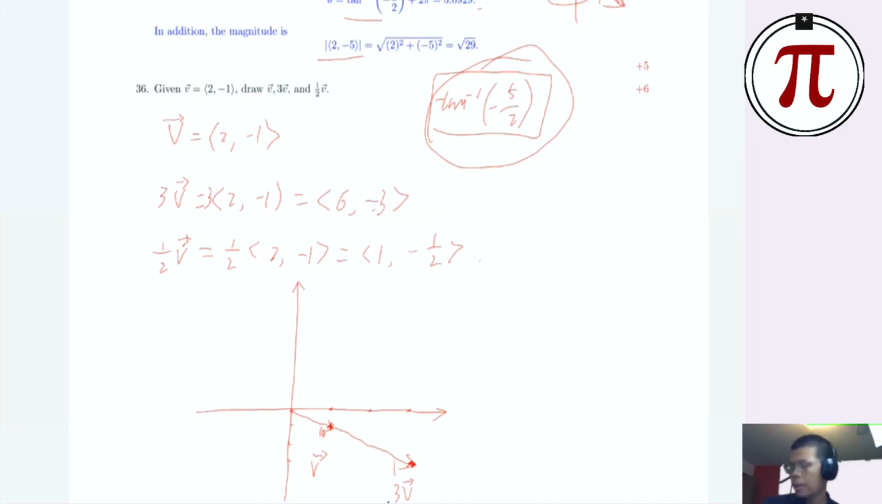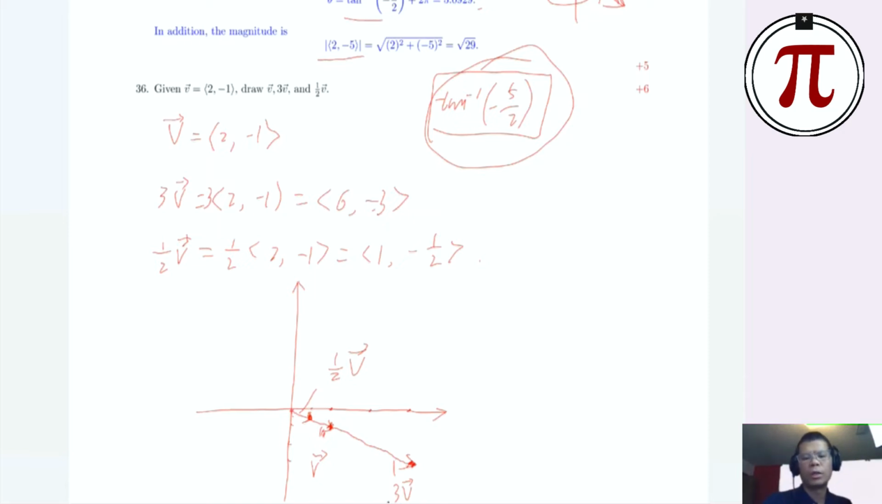Okay, and then we have negative 1/2. So 1 is somewhere here, negative 1/2 is... Okay, it's again on the same line. Just shrink the line segment V by half. So you got that one. That's 1/2 V. Now, of course, you can do this.